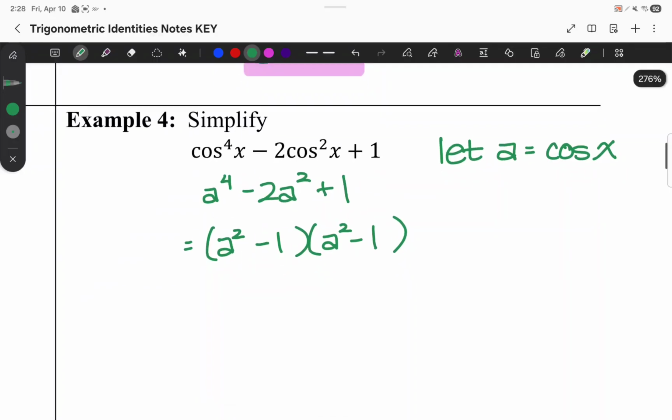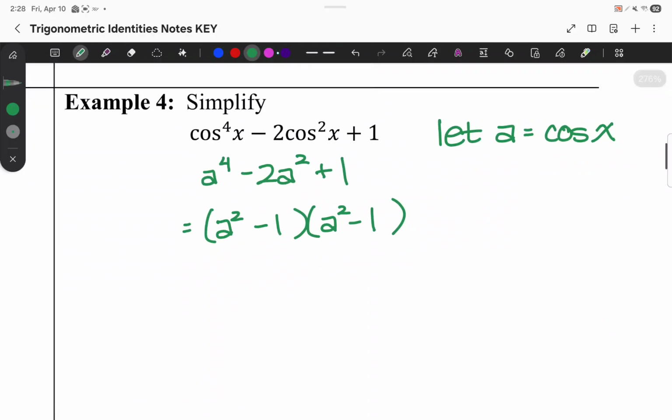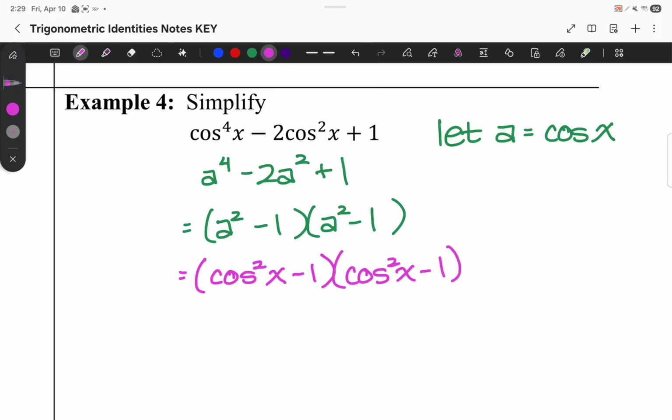And now that we've factored that so nicely, you could have factored it directly with the cosine if you didn't do the substitution. I find it a little bit easier to see how to factor it if you substitute. But once you factor it, you can just put the cosine back in there. So this is cosine squared x minus 1 times cosine squared x minus 1. I realize now that I could have written a bracket and then written squared, and I didn't, but that's okay. I guess I'm committed to this.